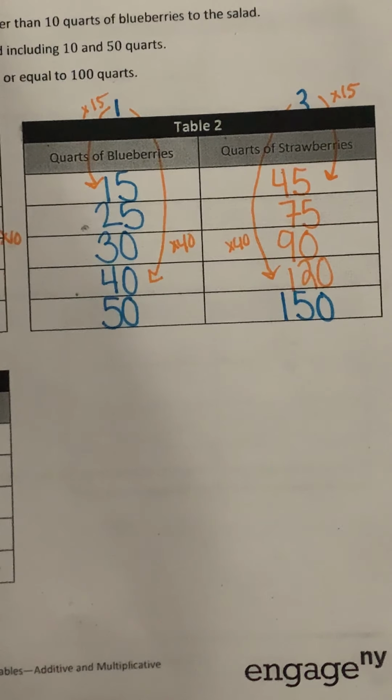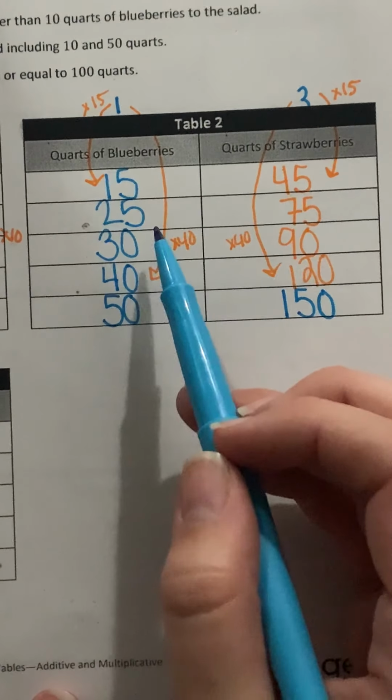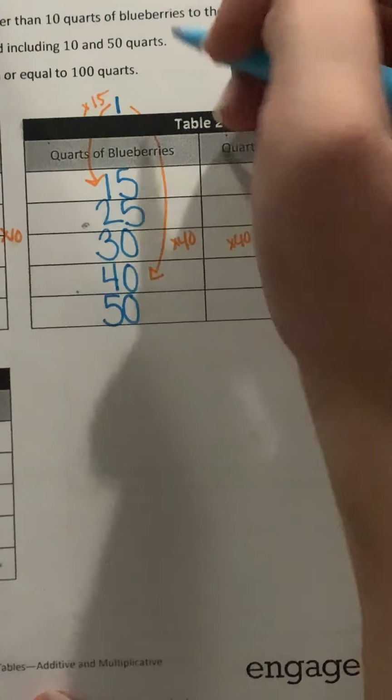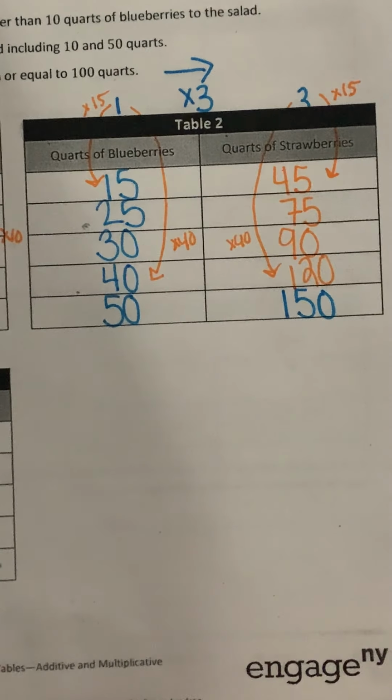Okay, so that pattern of times 3 still exists here. 15 times 3 equals 45. 25 times 3 equals 75. So we still see that multiplicative pattern of multiplying by 3.